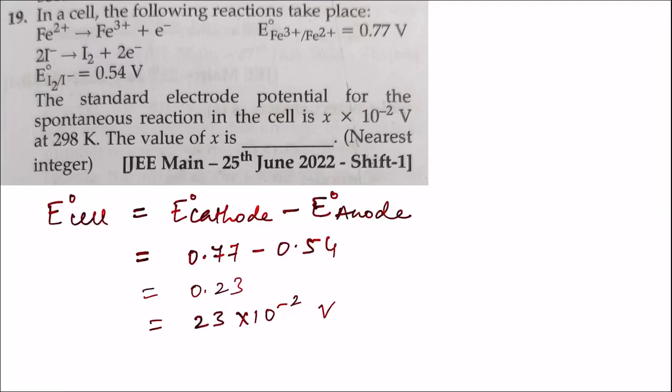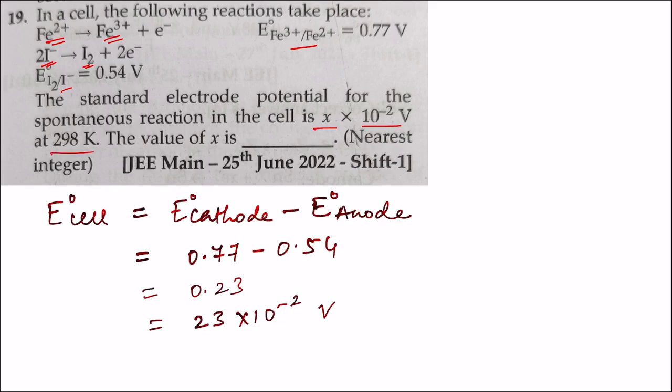In a cell, the following reactions take place: Fe2+ changing to Fe3+, 2I minus changing to iodine. Both these are oxidation reactions. Reduction potential of iron and reduction potential of iodine is given. The standard electrode potential for the spontaneous reaction in the cell is X into 10 to the power minus 2 volt at 298 Kelvin. The value of X is dash.